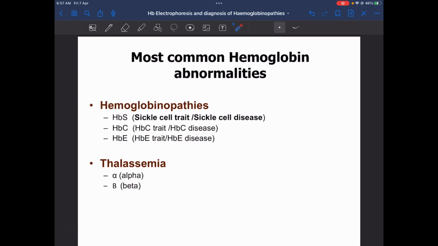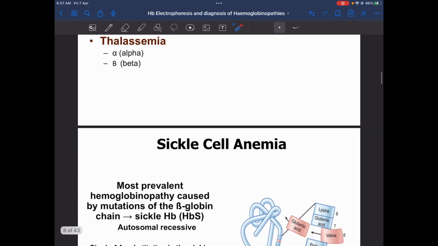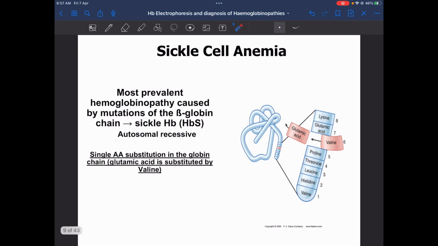Okay, so yeah, most common hemoglobin abnormalities, we have sickle cell, we have HbC disease, and HbE disease. HbC and HbE disease, they're not that important for you to know. But they are very similar to sickle cell. I'll talk about them, inshallah, later in detail. And then we have thalassemias, alpha and beta. Okay, so the most prevalent kind of hemoglobinopathy is sickle cell anemia.